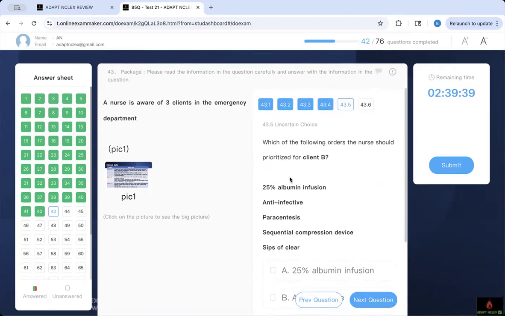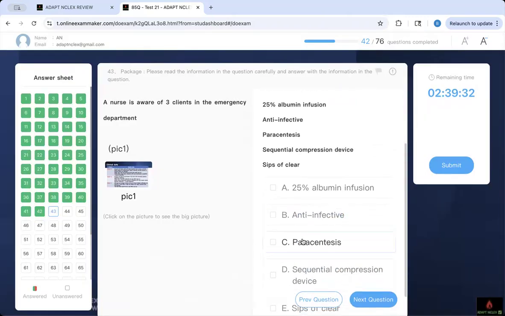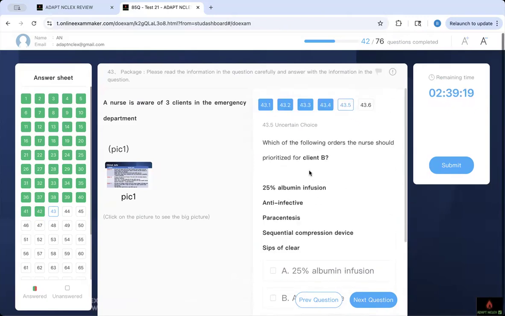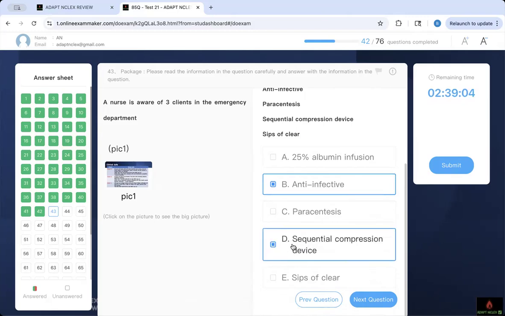Which of the following orders should the nurse prioritize? You know, B is bacterial peritonitis, right? Infection of the ascites. Therefore, if you have an infection, do I give you 25% albumin? Do I give you anti-infective? Do I use paracentesis, sequential compression device, or cisplatin? Which of these orders should the nurse prioritize? Which one? What do you think? Of course, we're going to give you antibiotics. The patient will also need SCDs. He's just lying there.